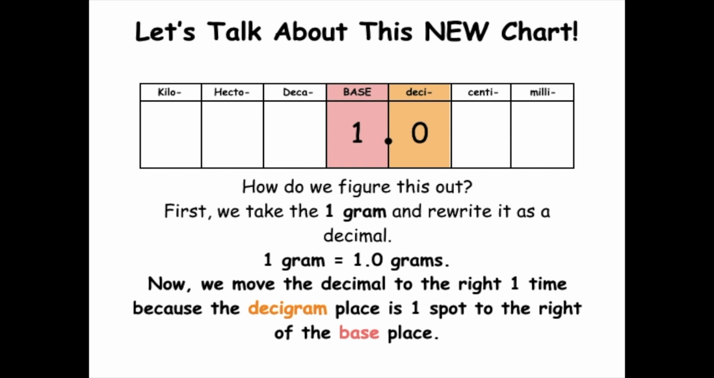Okay, let me break that down for you one more time. We start in the base because that's the unit we started with, a base unit, grams. No kilo, hecto, deca, deci, centi, milli, just grams. So we start there. That's why it's pink. Then we need to end up in decigrams, which means my decimal needs to be on the end of my decigram spot. Because it's 1 spot to the right, I move my decimal over 1 spot to the right. So 1 gram of sugar is, scoop my decimal over, equal to 10 decigrams of sugar.